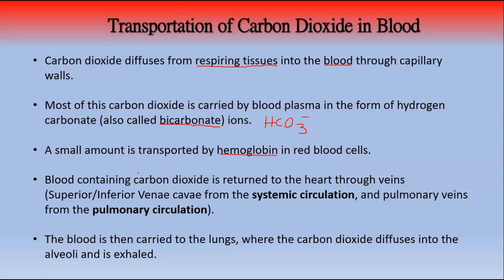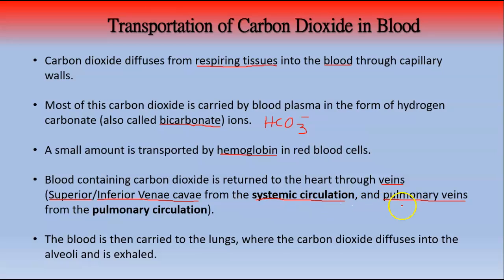So the blood containing carbon dioxide would return to the heart via the veins. In the systemic circulation, it would return to the heart by means of the superior and inferior vena cavae. And in the pulmonary circulation, the blood would return to the left side of the heart via the pulmonary veins. So the vena cavae would carry the blood containing carbon dioxide to the right side of the heart.